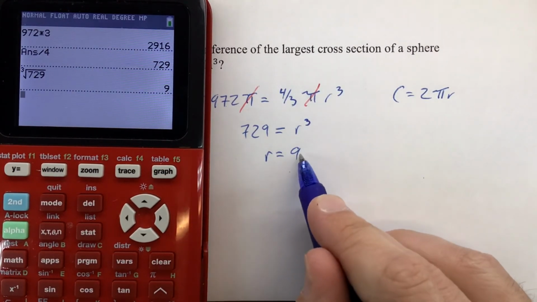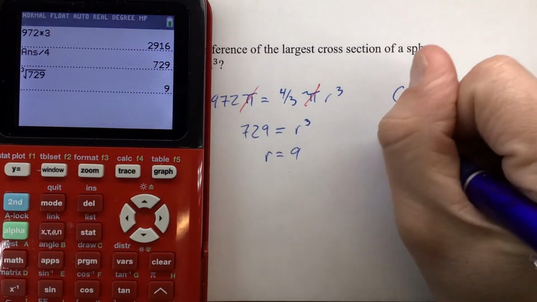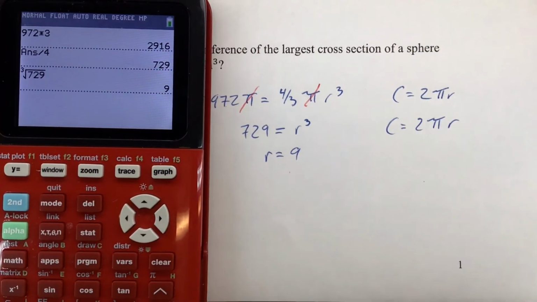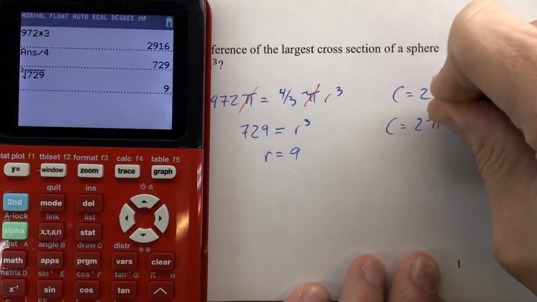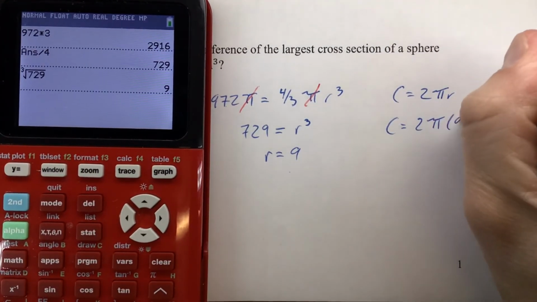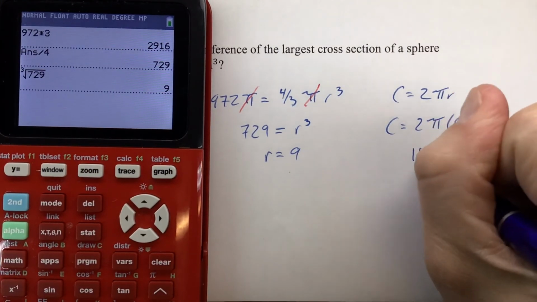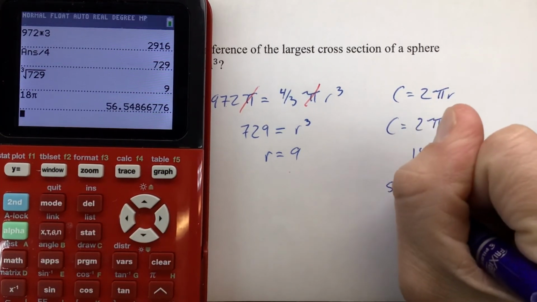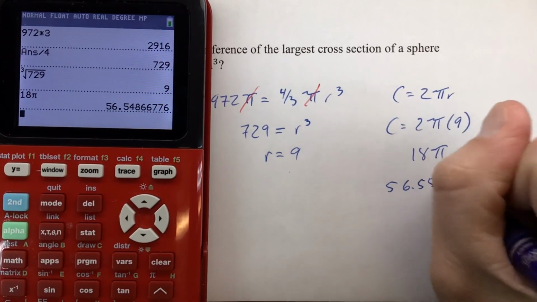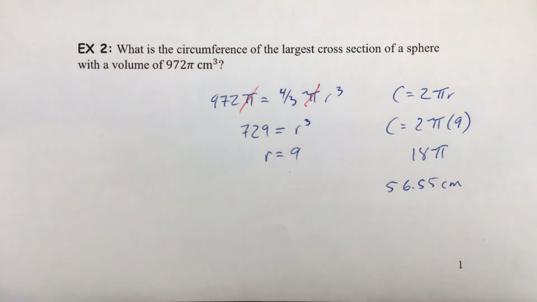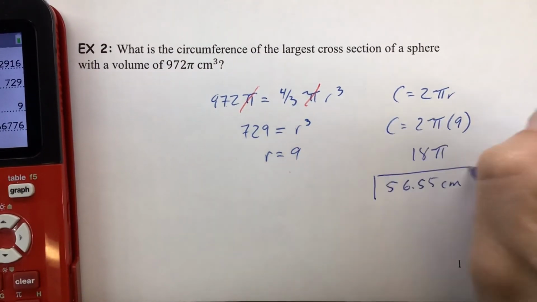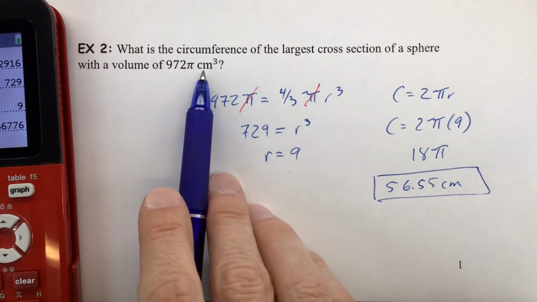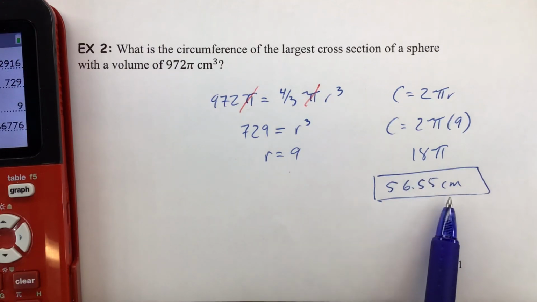So then take that radius to the circumference formula, the whole point is to plug in a number. Okay, that becomes an 18, so you get 18 pi, but 18 times pi is going to be 56.55, and that would be in centimeters. Volume is cubic units, but circumference is just a distance, so it'll use the regular units.